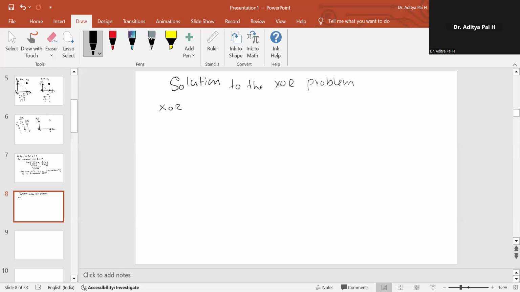So I once again write the XOR, where X1 and X2 are inputs and Y is the truth table output of the XOR. So 0, 0 is 0, 0, 1 is 1, 1, 0 is 1, 1, 1 is 0. Here X1 and X2 are the two inputs, and as I said, it cannot be done with a single perceptron. So this is my hidden layer, H1 and H2.